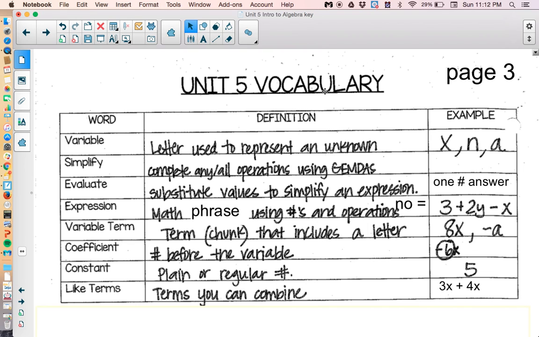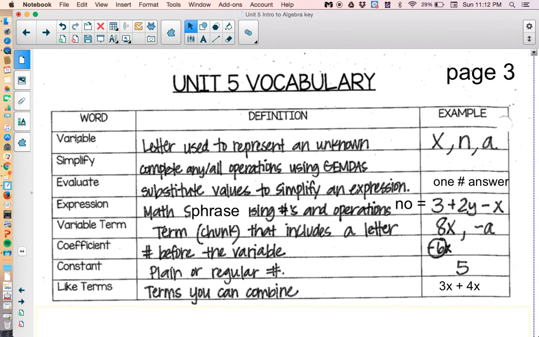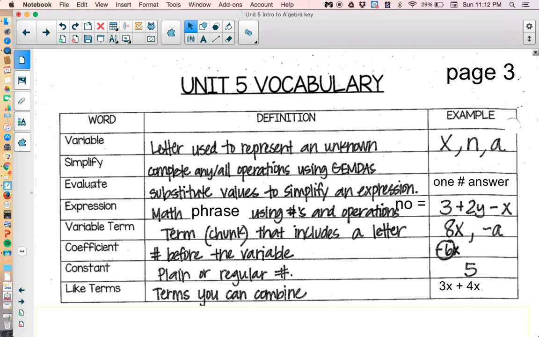Unit 5, vocabulary. For this one, you could either open up your glossary or you could just pause the video and copy this down. A variable is a letter used to represent an unknown. I like to say it's able to vary. So you can see those words right here. It's able to vary. Then simplify. That is where you're going to complete any and all operations using GEMDAS. If you evaluate, that means you substitute values to simplify an expression.